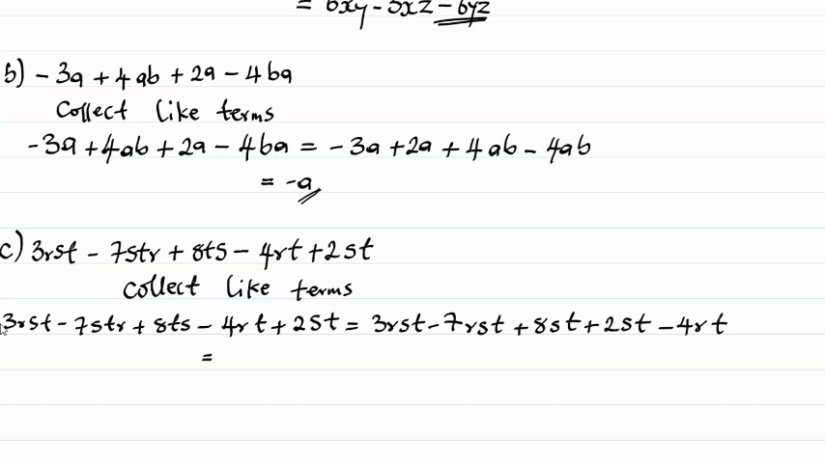Solving further, we have this to be equal to 3RST minus 7RST gives us minus 4RST. Next we have plus 8ST plus 2ST gives us plus 10ST. Lastly, we bring down minus 4RT. So we have the answer here as minus 4RST plus 10ST minus 4RT.